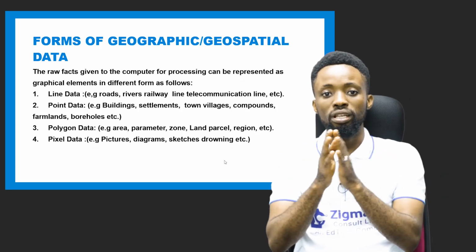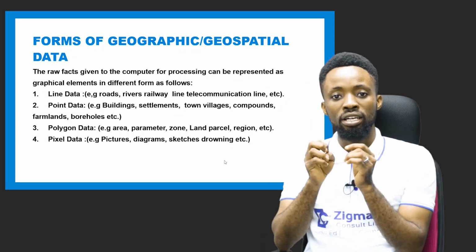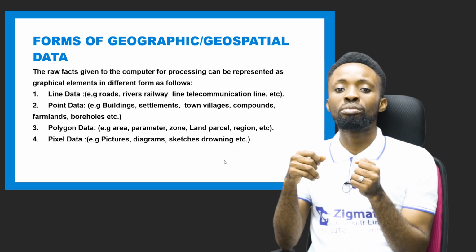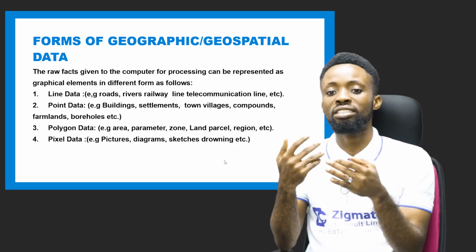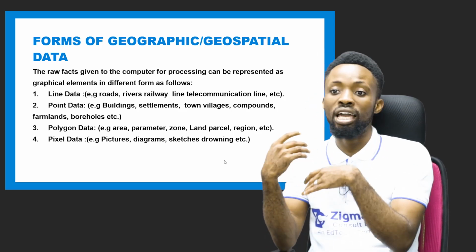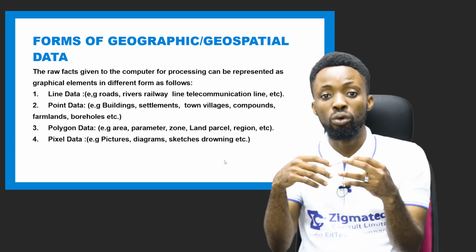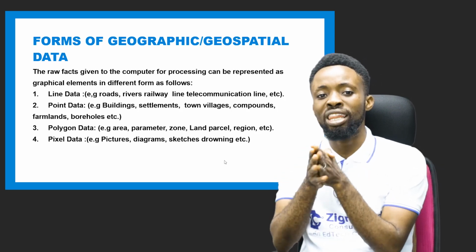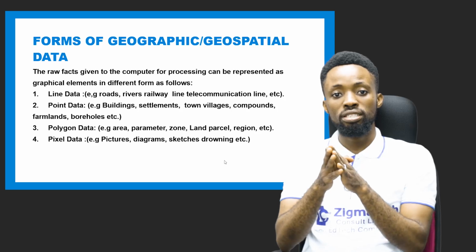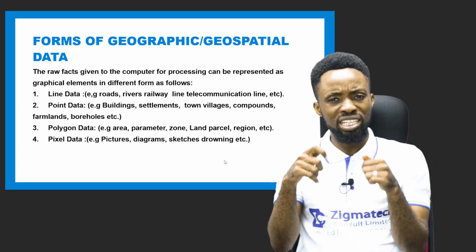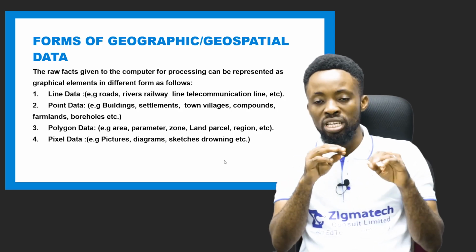Now the first one is called the line data. If you look at a map, for instance, geographic data can be presented in form of lines. Examples of this are roads, rivers, railway lines, and also telecommunication lines. Now, when you look at a map, the cartographers actually use lines to indicate a road and also to indicate a river. That's an example of line data.